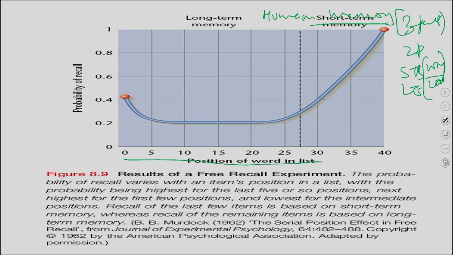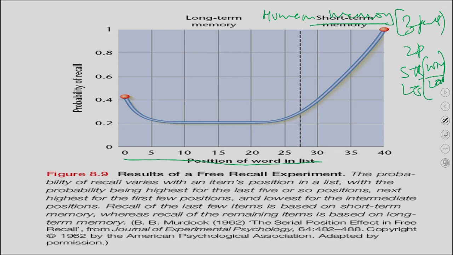Let's say that I give you 40 or 50 items in a list for you to learn. Once you learn this list, I'll give you some break, and after that you have to recall the list back, or you have to provide me the list members at the time of retrieval.